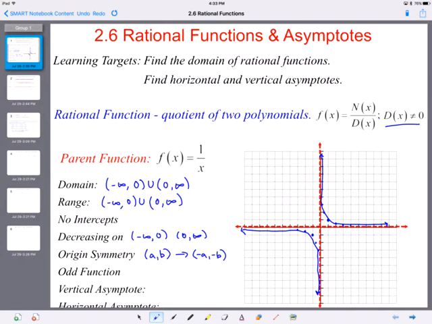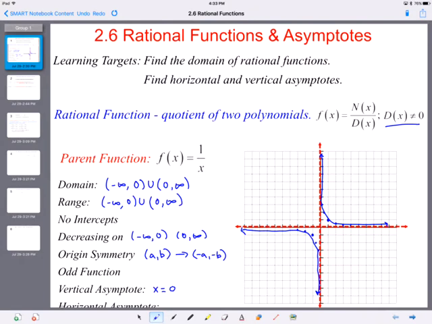And so that is origin symmetry, which means we have an odd function from what we talked about the other day. And our vertical asymptote is at x equals 0. So that's that vertical line that crosses through the origin.